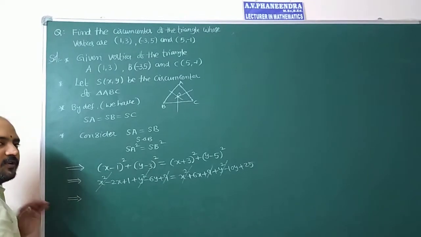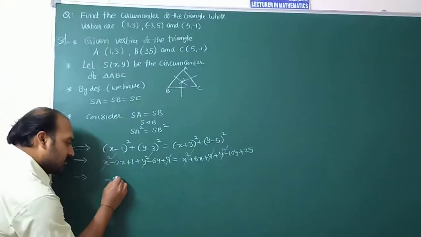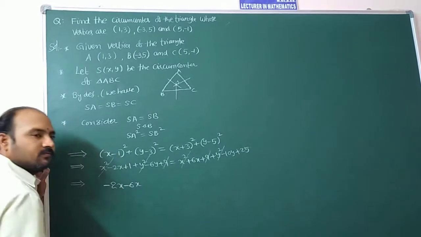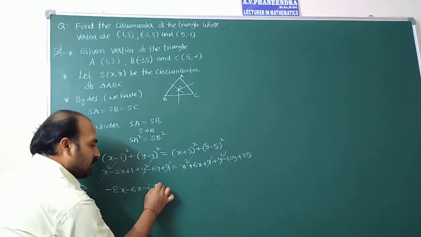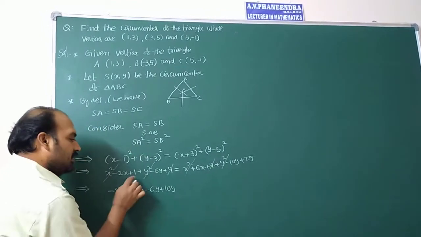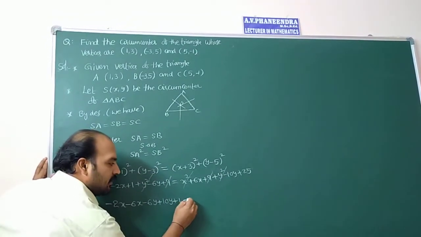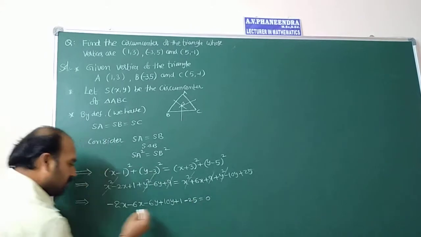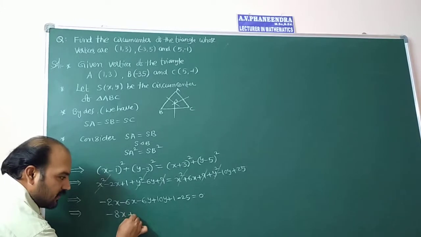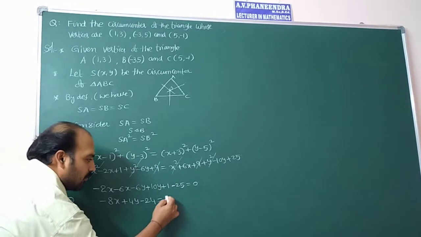Now first x coefficient, x terms, after that y terms, after that constants. Here minus 2x, here 6x, we are taking this side, minus 6x. Next minus 6y, minus 10y, we can take this side, plus 10y. Next, here constant, plus 1. Here constant 25, we can take this side, minus 25. That implies minus 8x plus 4y minus 24 equal to 0.